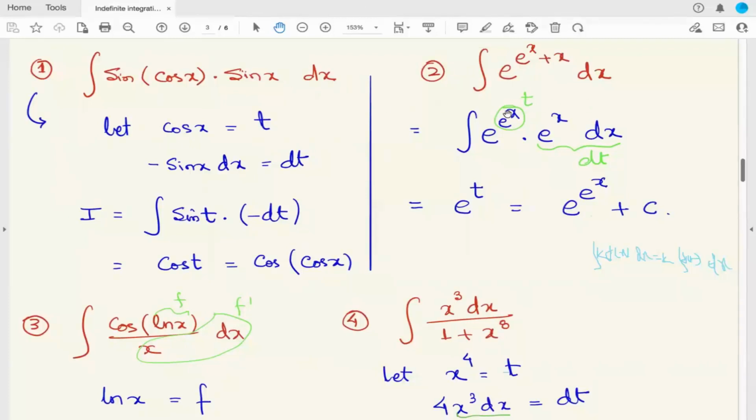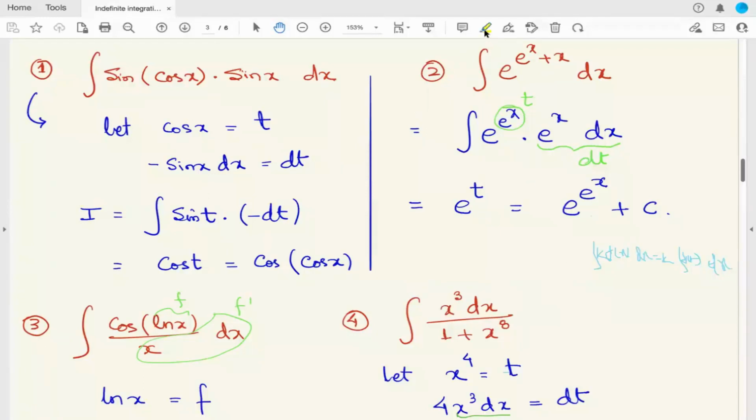Now the second question is e to the power x. So if we substitute e to the power x as t, we know that the differentiation of e to the power x is e to the power x itself. So when we substitute e to the power x as t, this integrand changes to e to the power t, and e^x dx is our dt.